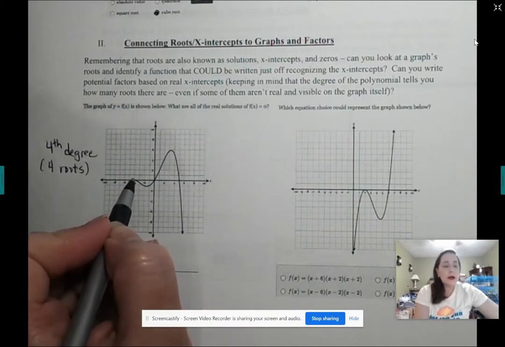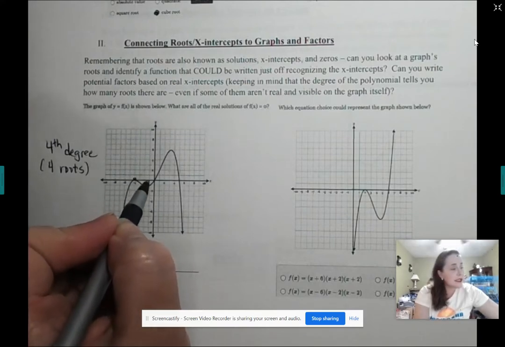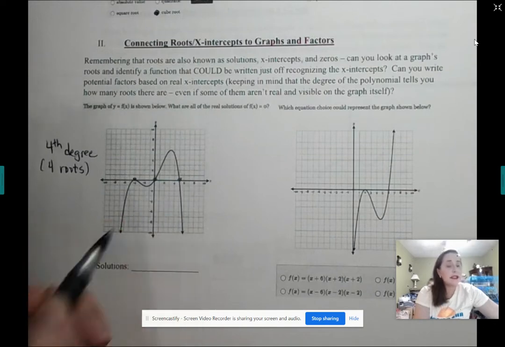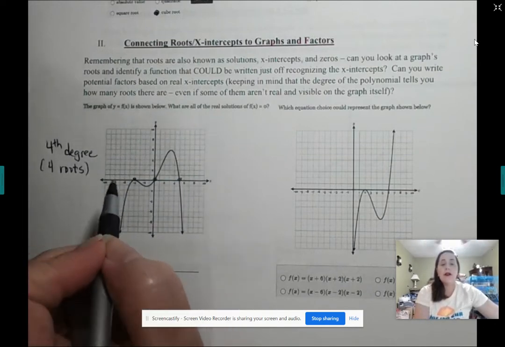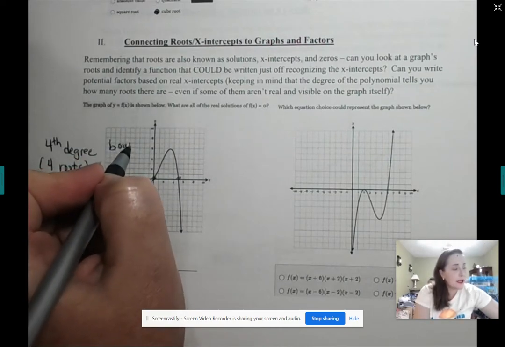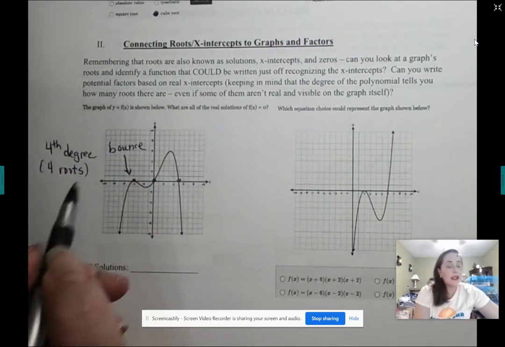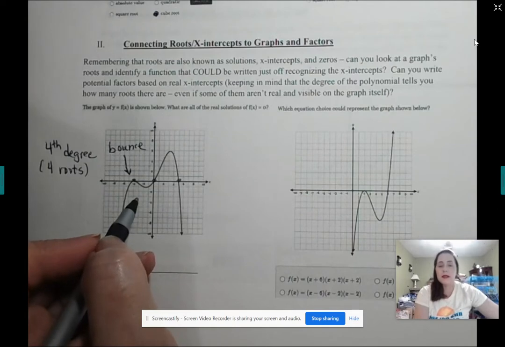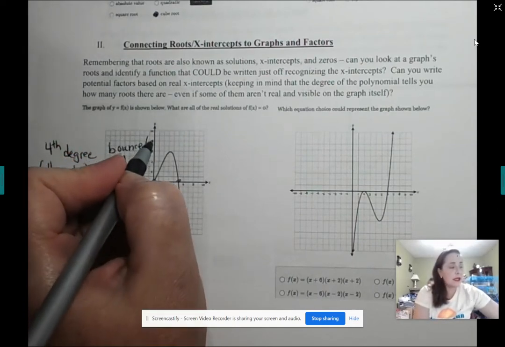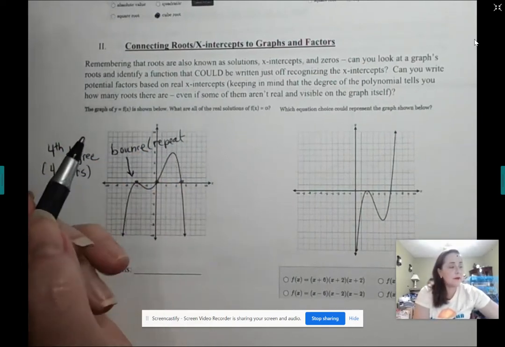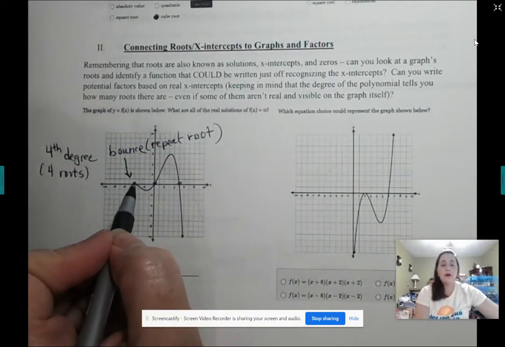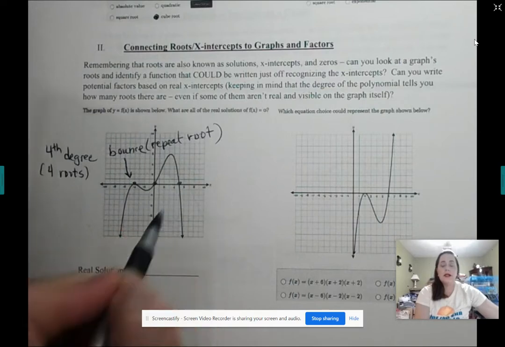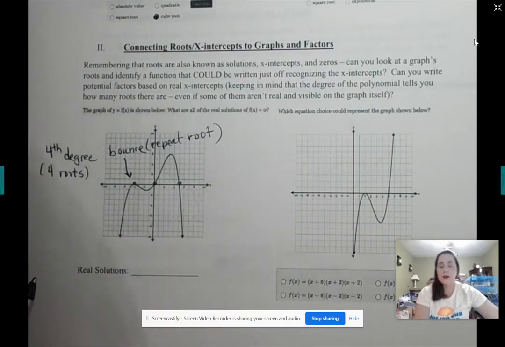Remember, everywhere something crosses the x-axis is a real solution. Now, I only see 3 solutions here, 3 different roots. However, there is a bounce happening here. And remember that a bounce, when it doesn't cross the x-axis, but bounces at it, is a repeat root or a repeat zero. So that accounts for 2 of the 4 roots, plus this one, plus this one. There's our total number of solutions.